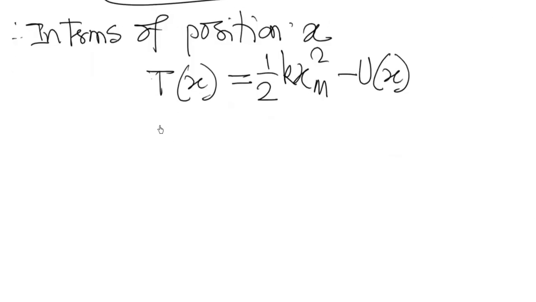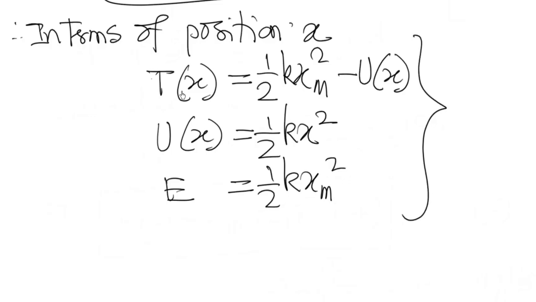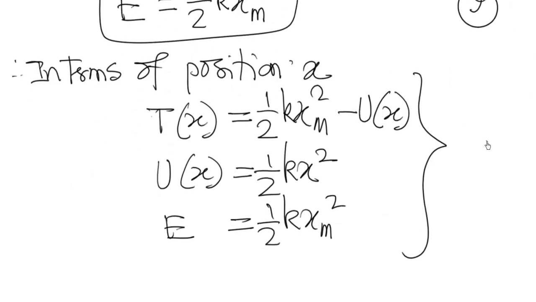And potential energy and total energy. Now you see, if you add this T and U, you will get this. Okay, this is equation, say, number 10 together.